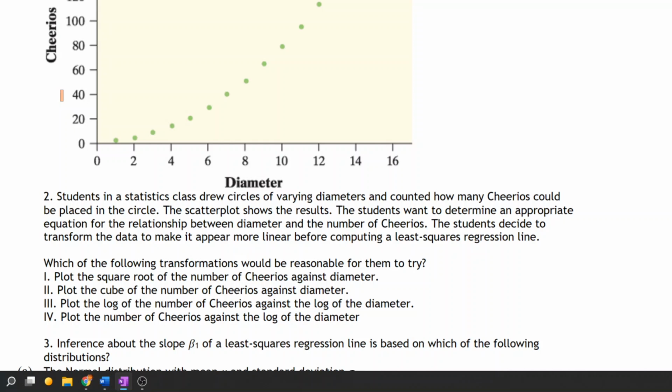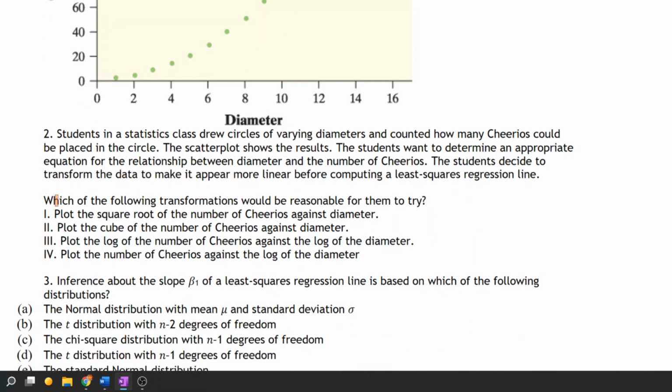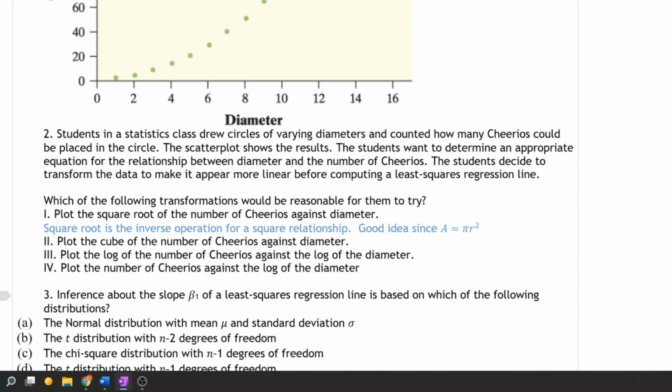The students decide to transform the data to make it appear more linear before computing a least squares regression line, which is a great idea. Now, which of the following transformations should we try? This first one, plot the square root of the number of Cheerios against the diameter. Well, that sounds like a good idea because we are talking about area here. If we're trying to find out how many Cheerios fit inside of a circle, we're really interested in the area of the circle. And since the square root is the inverse operation for a square relationship, that's a pretty good idea.